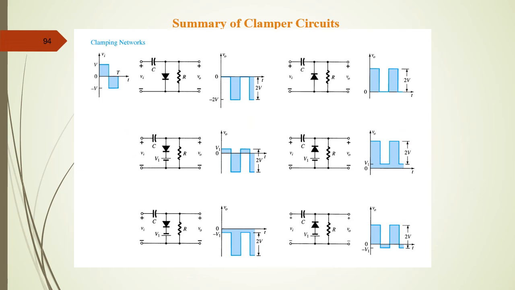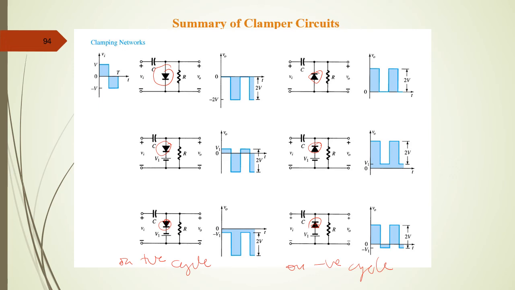As a summary, you can see the direction here, pointing downwards, pointing downwards, pointing downwards. It means that the diode is on in positive cycle, while this one is pointing upwards. It is on in negative cycle. And then you can try on your own for the rest.